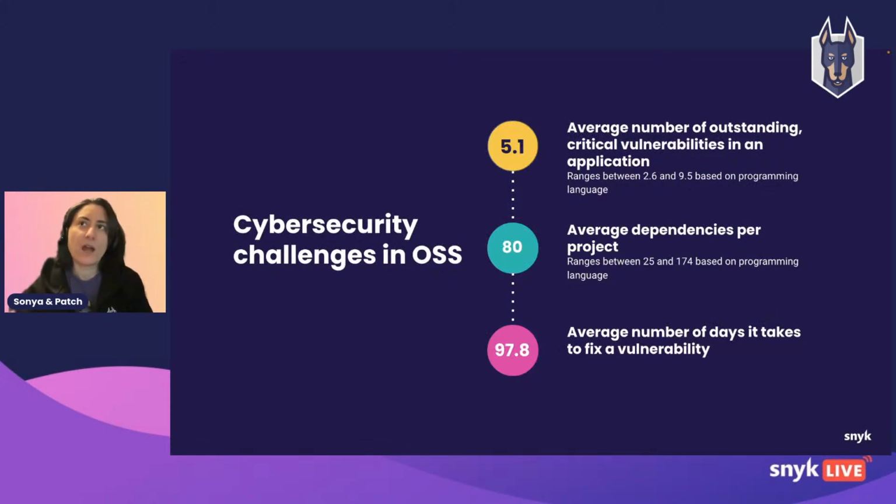So we know that the average number of outstanding critical vulnerabilities in an application is around 5, and this will obviously depend on the programming language that we're using. The average number of top-level dependencies per project is around 80. Also, this will depend on the programming language that we're using. But the most concerning one is the last one. The average number of days it takes to fix a vulnerability is almost 100 days.